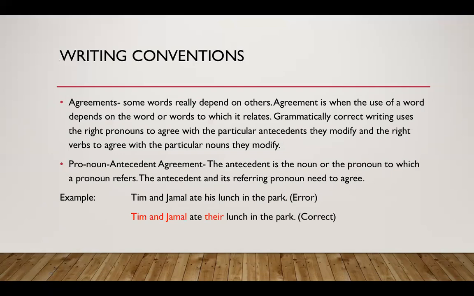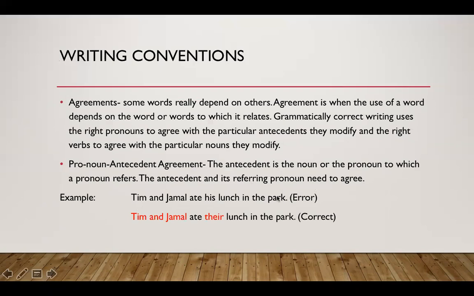Pronoun antecedent agreement. The antecedent is the noun or the pronoun to which a noun refers. The antecedent and its referring pronoun need to agree. So let's take a look at the example. Tim and Jamal ate his lunch in the park. This is incorrect. Tim and Jamal ate his lunch in the park.